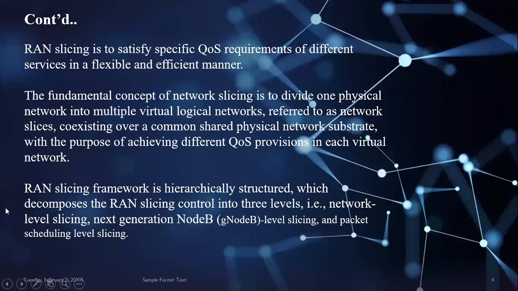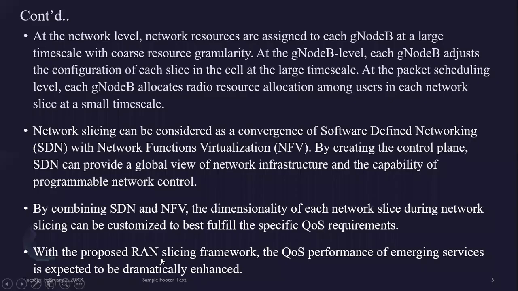RAN slicing is to satisfy specific QoS requirements of different services in a flexible, efficient manner. The fundamental concept of network slicing is to divide one physical network into multiple virtual networks, referred to as network slices, coexisting over a common shared physical network substrate, with the purpose of achieving different QoS provisions in each virtual network. The RAN slicing framework is hierarchically structured, which decomposes the RAN slicing control into three levels, that is, the network level slicing, the next generation node B, that is the gNode B level slicing, and the packet scheduling level slicing.